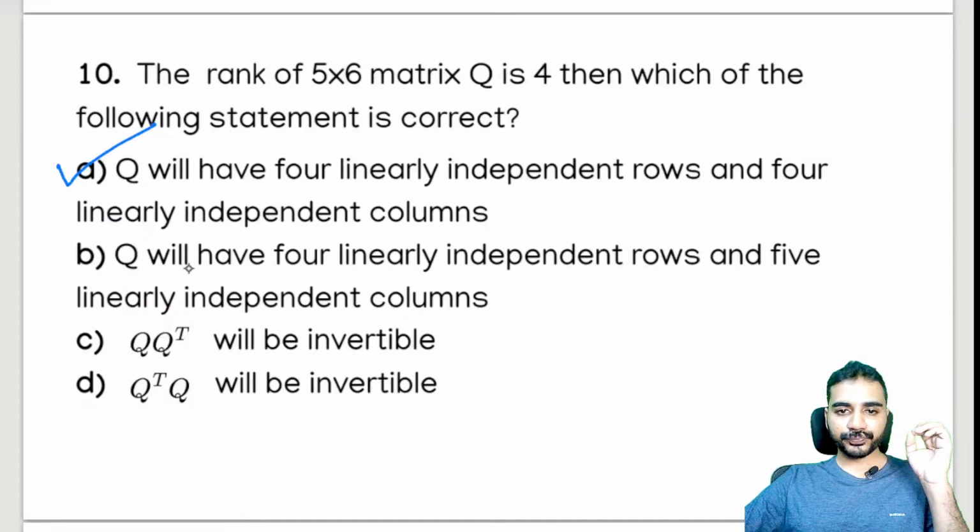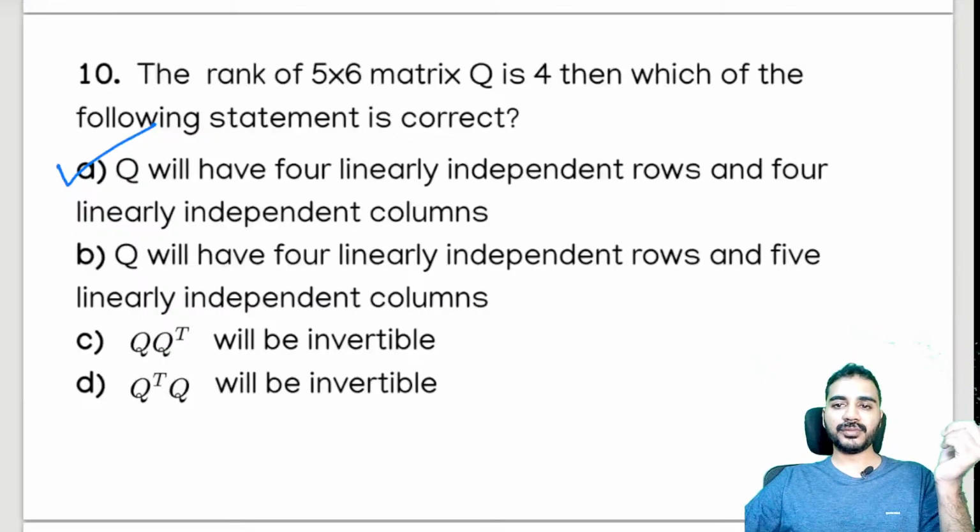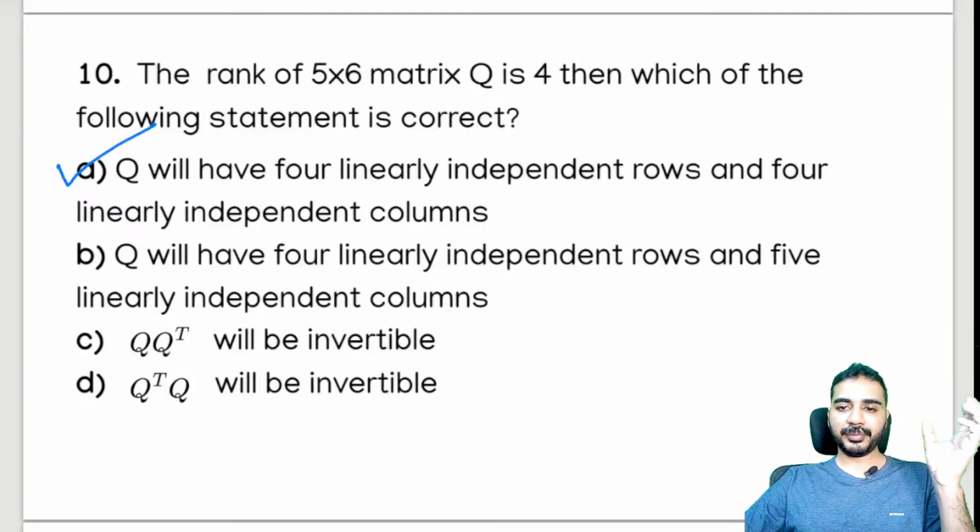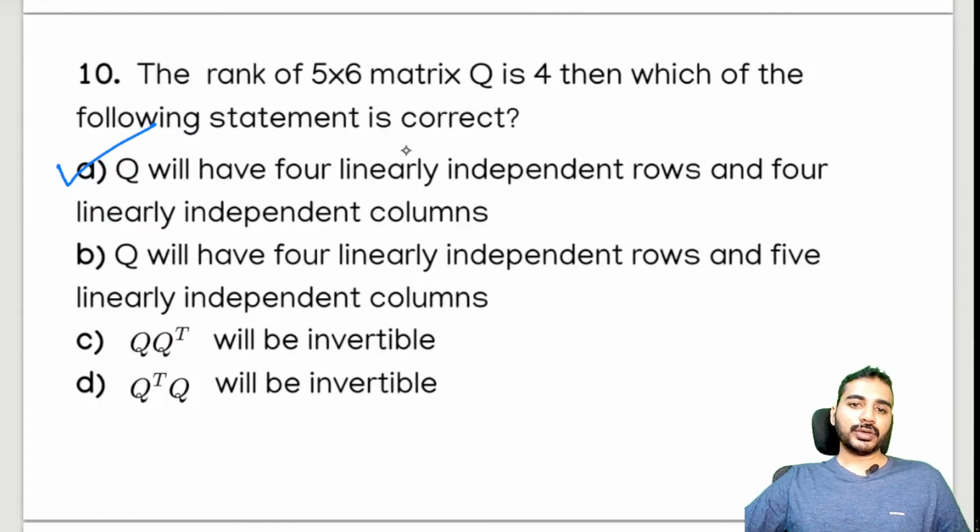In option B, you will have four linearly independent rows, this is correct, and five linearly independent columns, this is not correct. If it had five linearly independent columns, then the rank would have been 5 here. So the maximum number of linearly independent rows or columns is the rank of that matrix. It's already given that 4 is the rank of the matrix, so the matrix will have four linearly independent rows or four linearly independent columns here.